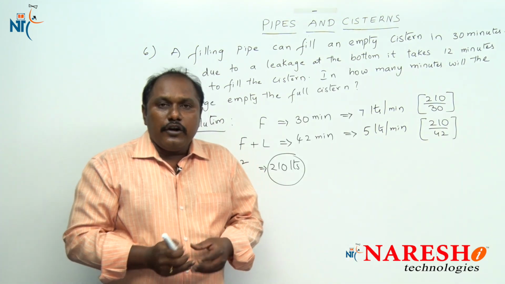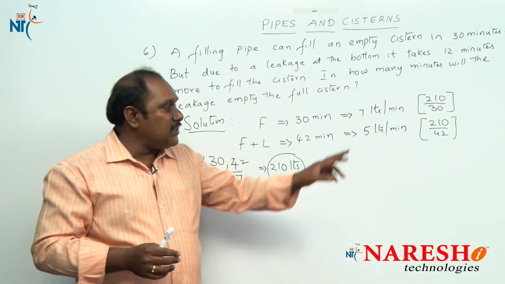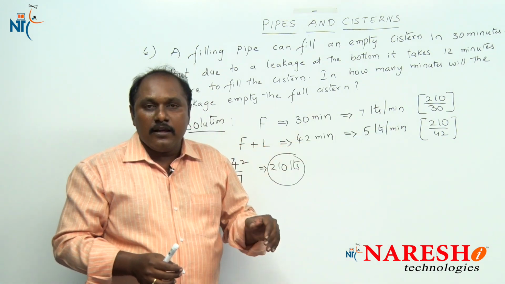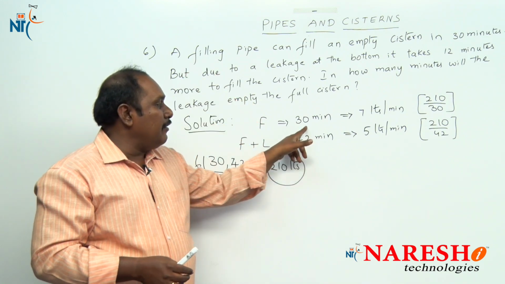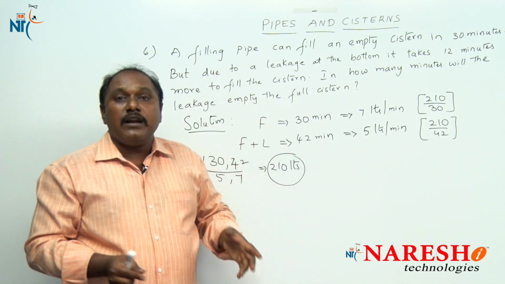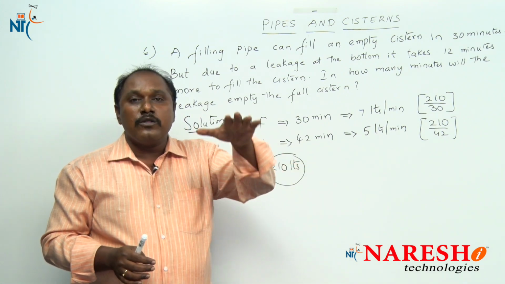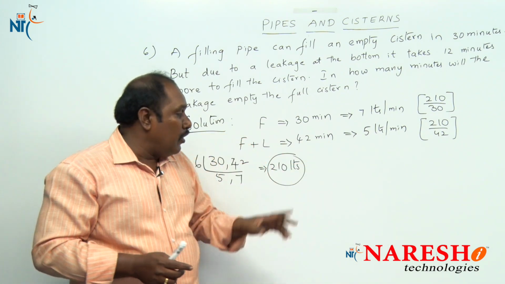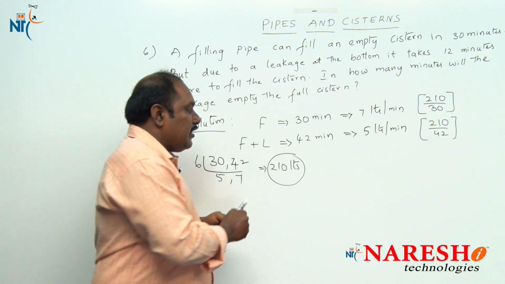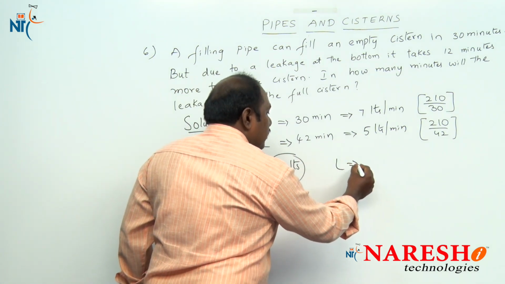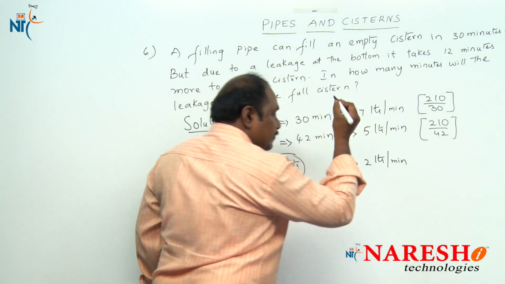Now if only filling pipe is opened, as every minute passes by, 7 liters will be added into the tank and the tank will be filled in 30 minutes. But if there is a leakage, only 5 liters will be added into the tank. So then what is this leakage doing? Definitely this leakage is emptying 2 liters per minute.